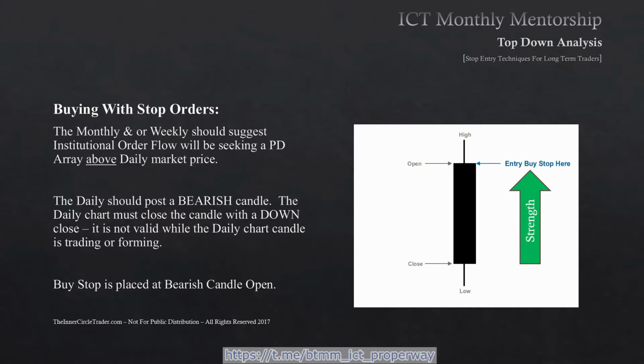Again, you have to have a monthly and or weekly institutional order flow reference point in the form of a PD array. And it means that has to be a weekly order block that's bearish above daily price. It has to be a fair value gap above daily price in the form of a weekly or monthly chart. Something on the monthly and weekly, preferably both, is leading you to believe that price will be drawn up there on that time frame. The daily, you're going to be actually waiting for the move to go against that intended direction. That's why we're buying off of a down candle.